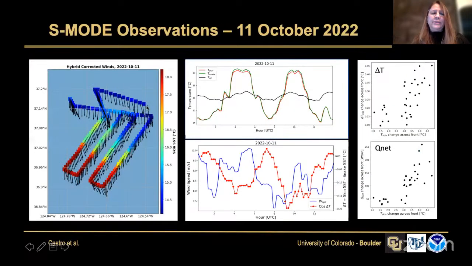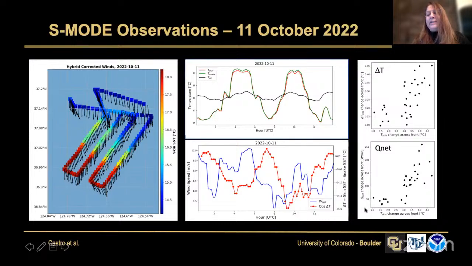If we look at 2 of these crossings in more detail, we have the wind vectors showing that the wind was pretty constant for this day. On top, we have the time series for the skin, the Snake, and the air temperature. We can see there was a change in stability across the front. What is important here is that on the warm side of the front, where the conditions are unstable, we have a separation between the skin and the Snake. This indicates the presence of a cool skin. In fact, we can see in the bottom that the cool skin grew from 0 on the cold side of the front to about 0.2 to 0.3 degrees Celsius on the warm side.